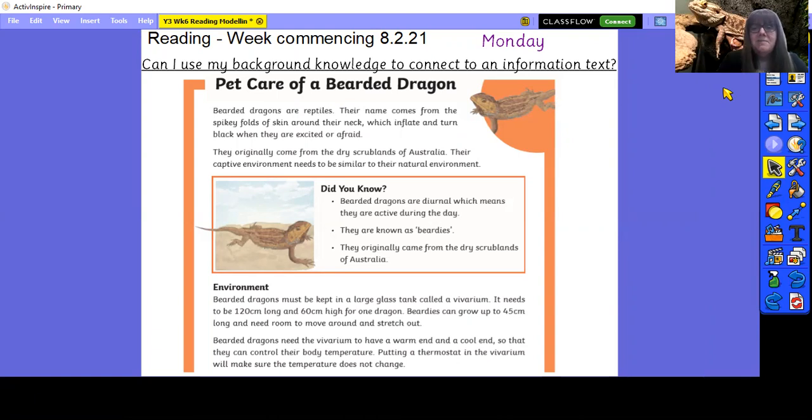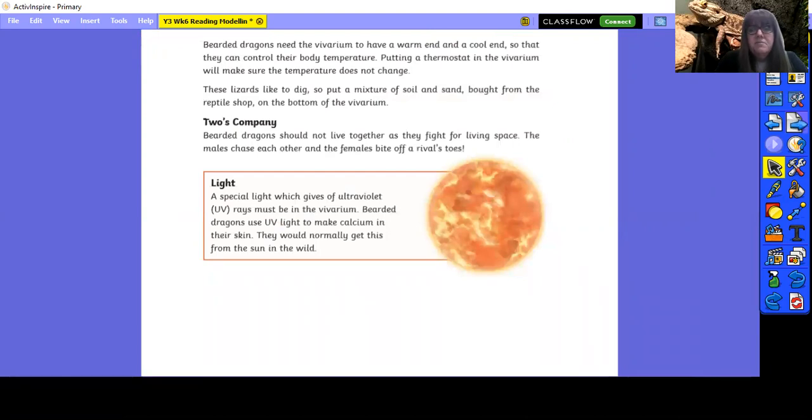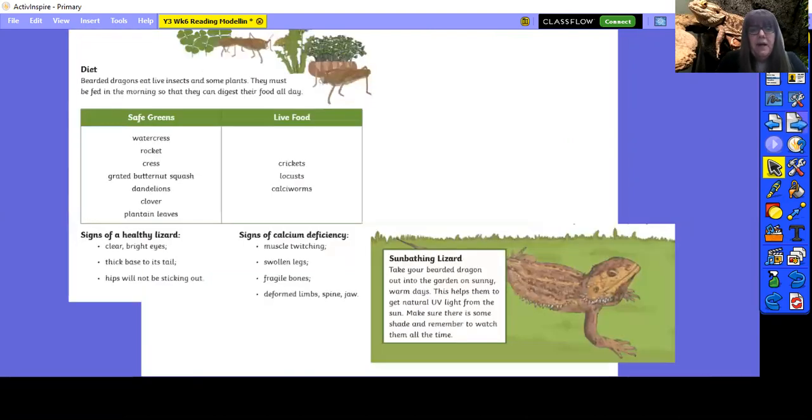I'm a little bit scared of him being on my shoulder right now, but there we go, we'll keep going. So we're going to look through this text together. And as you can see, it's non-fiction. It tells you all about how to care for a bearded dragon should you wish to have one as a pet.